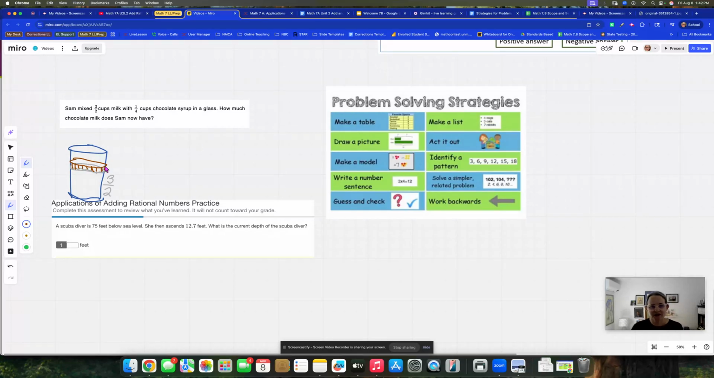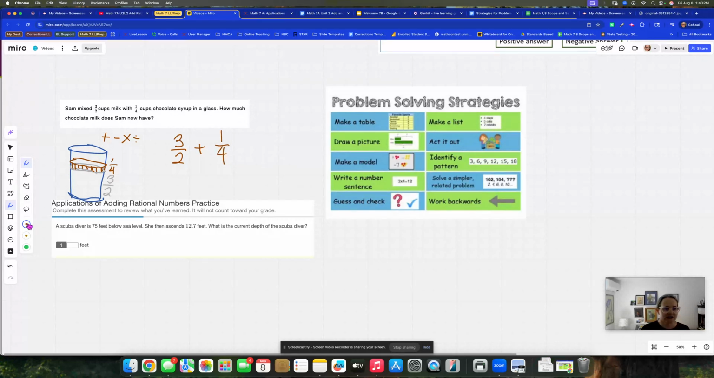So drawing this picture has kind of made me think about addition as my operation. That's what the picture will do for you. It'll get you to think about, am I going to add, subtract, multiply, or divide in this problem? And so I'm filling it, I'm adding more in there. So I'm going to go ahead and add these. 3/2 plus 1/4.